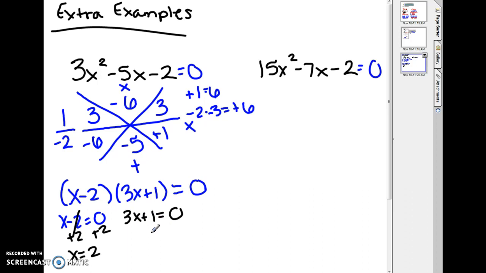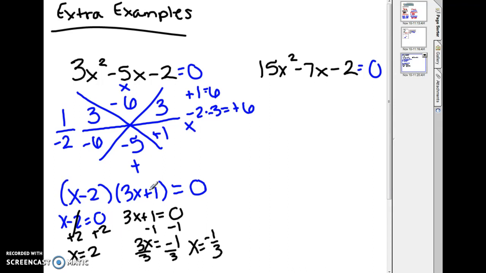For this one, I have a few more steps. I first subtract the 1. So I get 3x equals -1, but then I have to divide by 3. So in this case, my answer is a fraction. Oops, sorry, looks kind of funny there. So it'll be negative 1 over 3. Okay, so sometimes you can get a fraction.